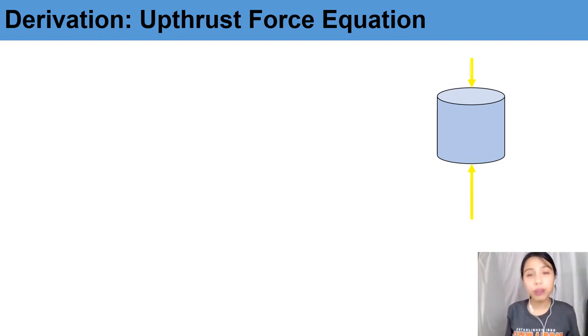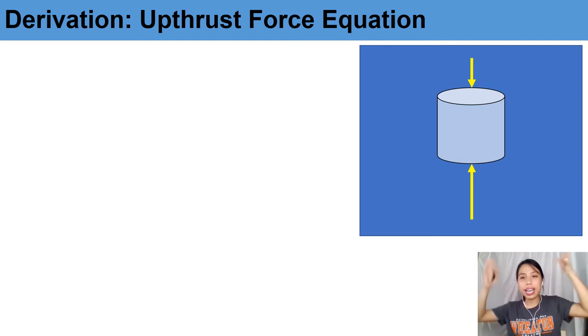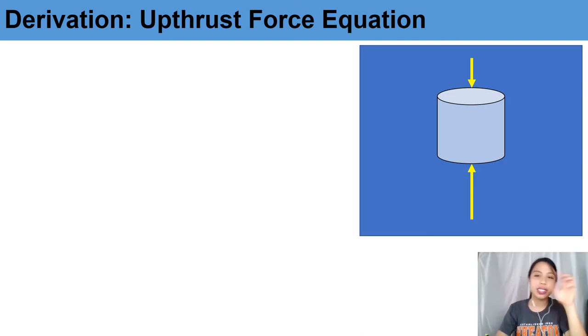There is an upthrust force equation. It's nothing fancy. It's just good old stuff put together, packaged nicely. So here we have a tank of water with the container inside. I didn't draw all the mini forces, just one to represent all those on top. So let's name the one on top F1 and the one at the bottom F2.